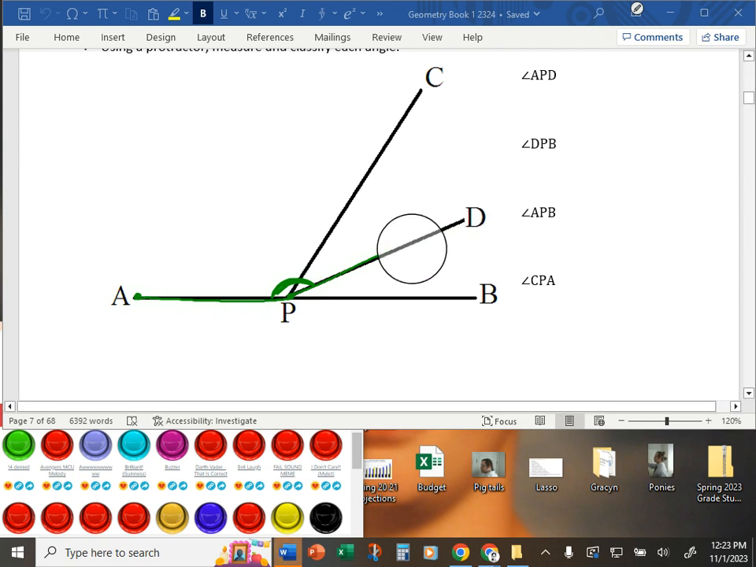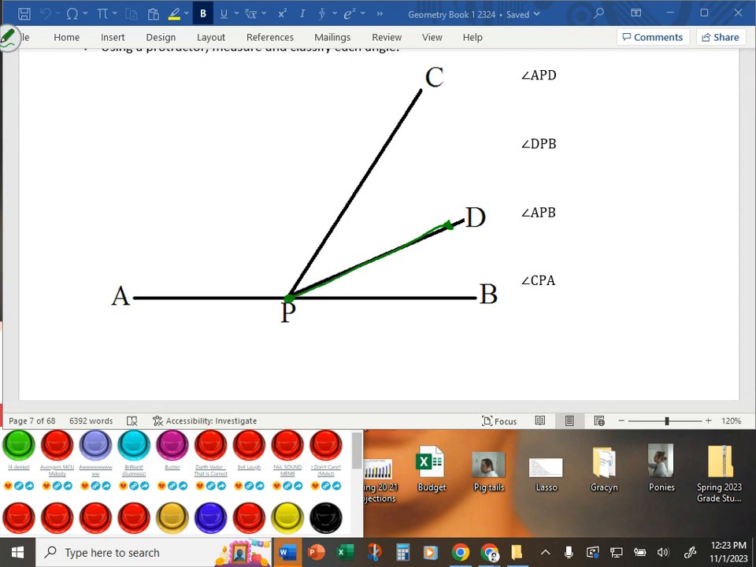DPB is going from point D down through vertex P and out through point B. That would be that angle down here.